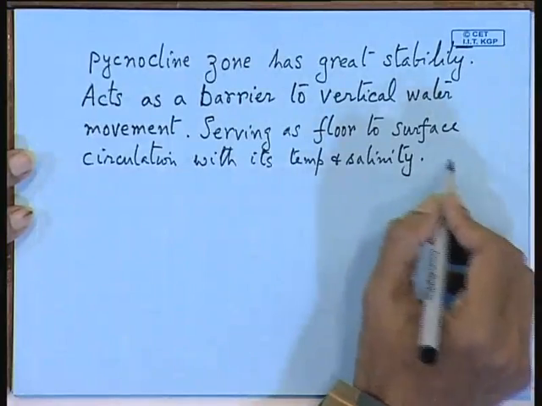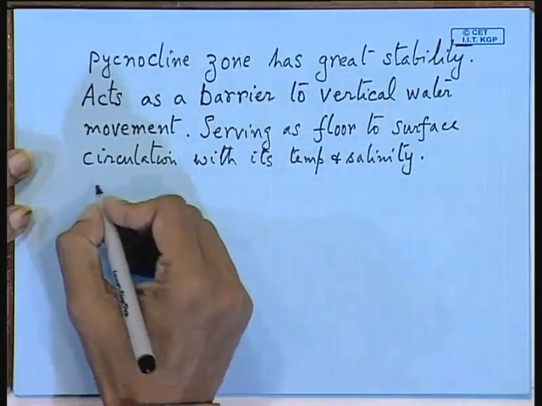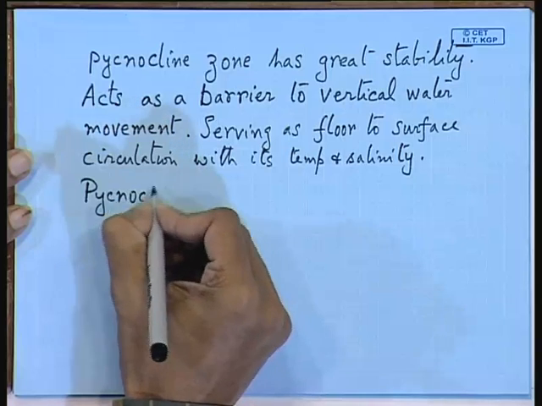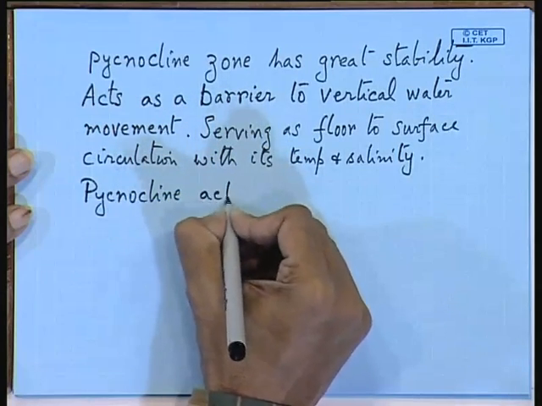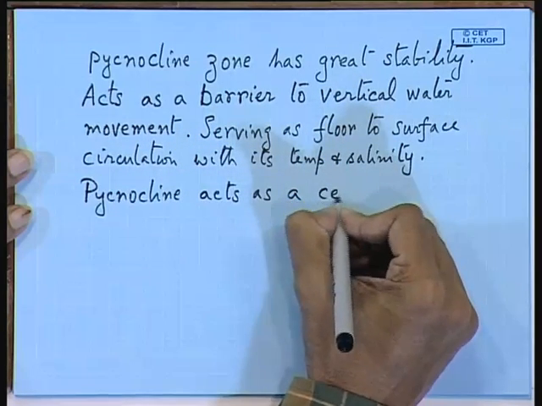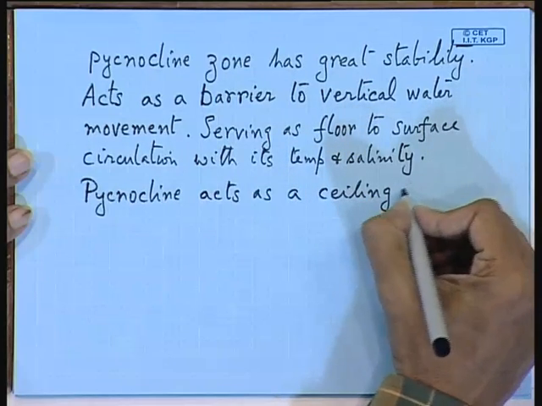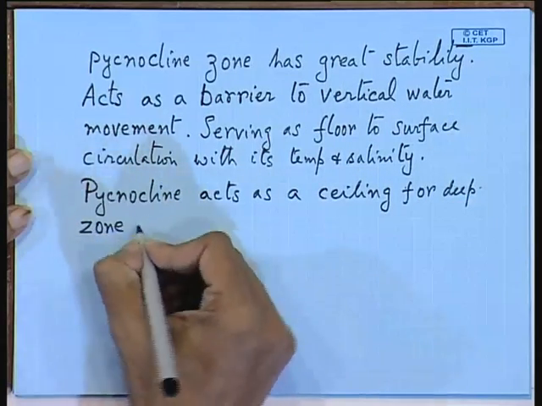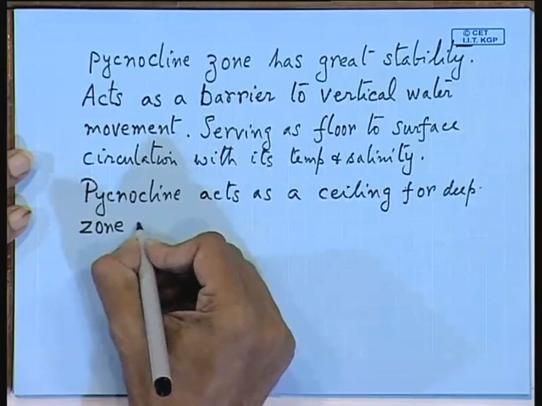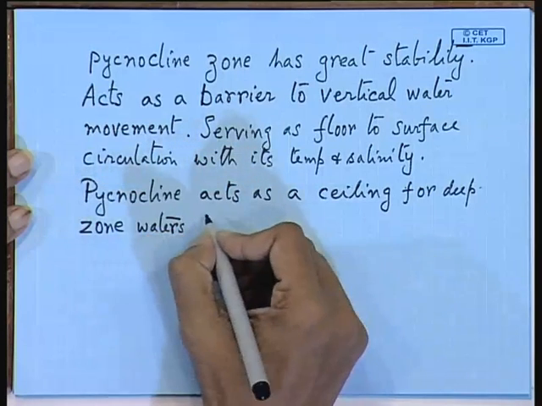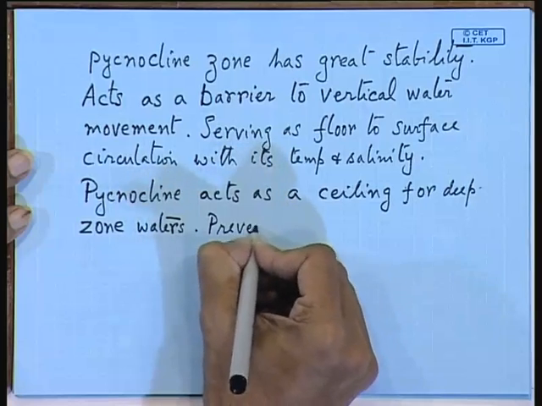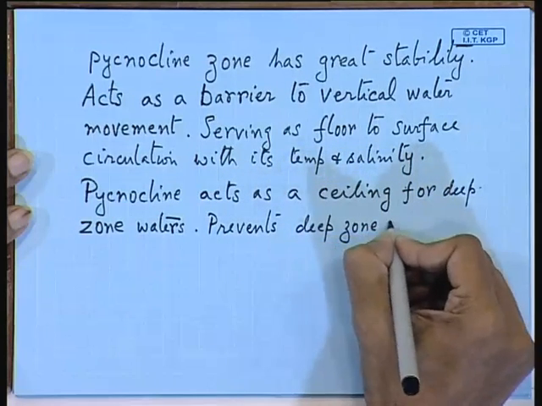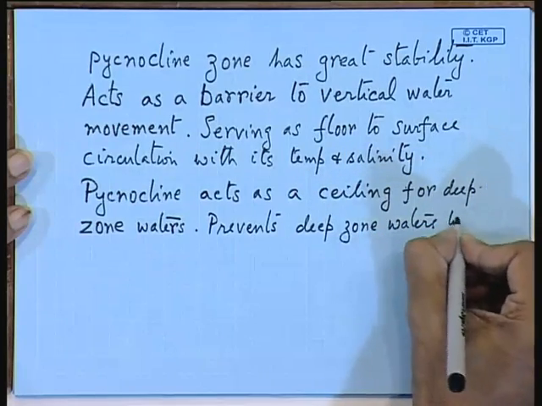Serving as a floor to the surface zone with its temperature. So, the temperature and salinity of the surface zone does not go below. So, this also acts as a ceiling for the deep zone, or rather you write, for deep zone waters. Now, the mechanism is that it prevents deep zone waters to readily mix with surface water.